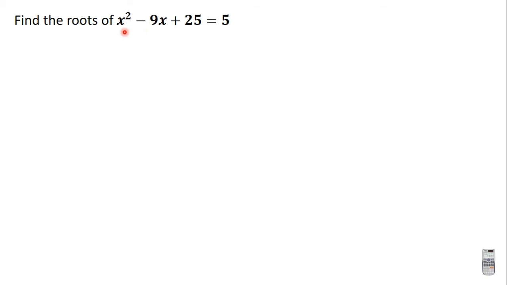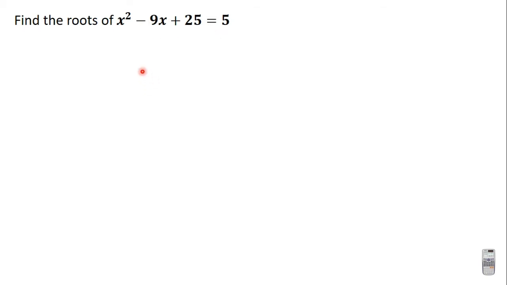The roots of this equation is the same as the solution of the equation. So when you are asked to find the roots of an equation, what it means is that you find the solution of the equation. So we are going to find the solution of this equation.